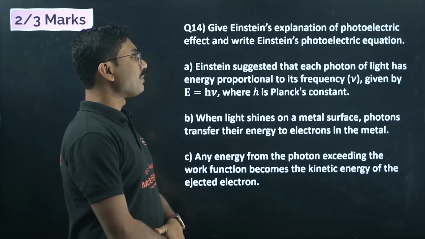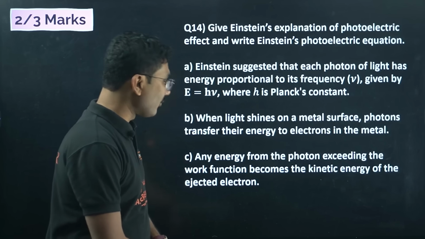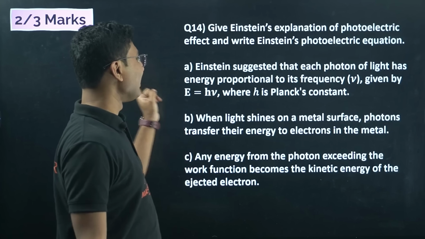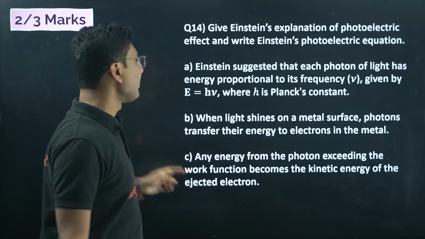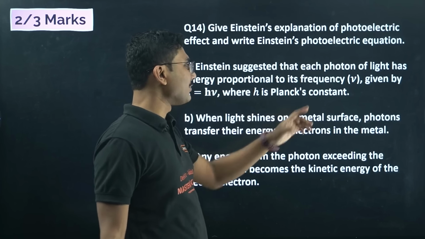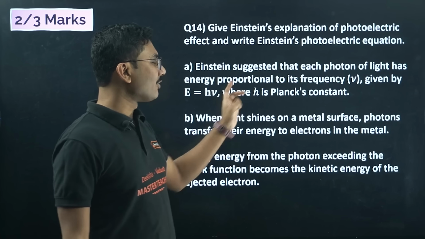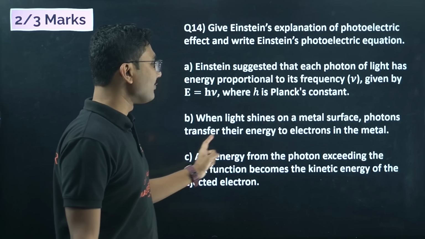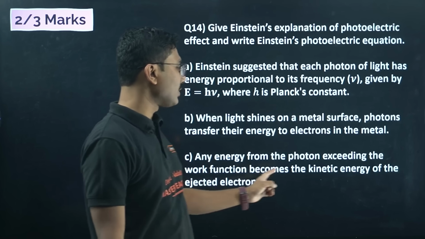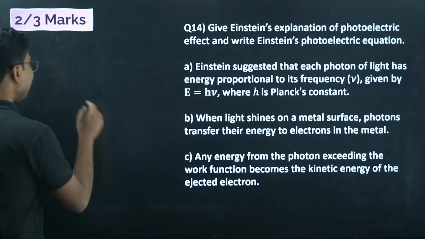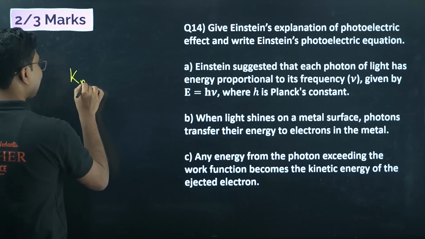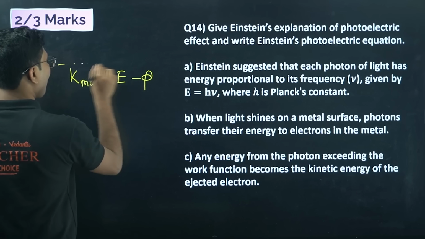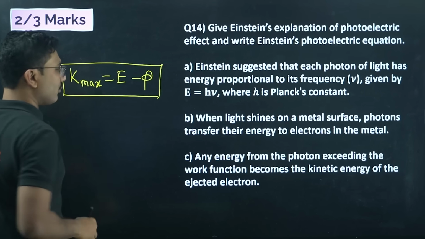Now give Einstein's explanation of photoelectric effect and write Einstein's photoelectric equation. Einstein suggested that each photon of light has energy proportional to frequency nu, given by E equals h nu, where h is Planck's constant. When light shines on a metal surface, photons transfer their energy to the electrons of the metal. Any energy from the photon exceeding the work function becomes the kinetic energy of the ejected electron. You can write the maximum kinetic energy as E minus phi. That is the basic form of Einstein's photoelectric equation.